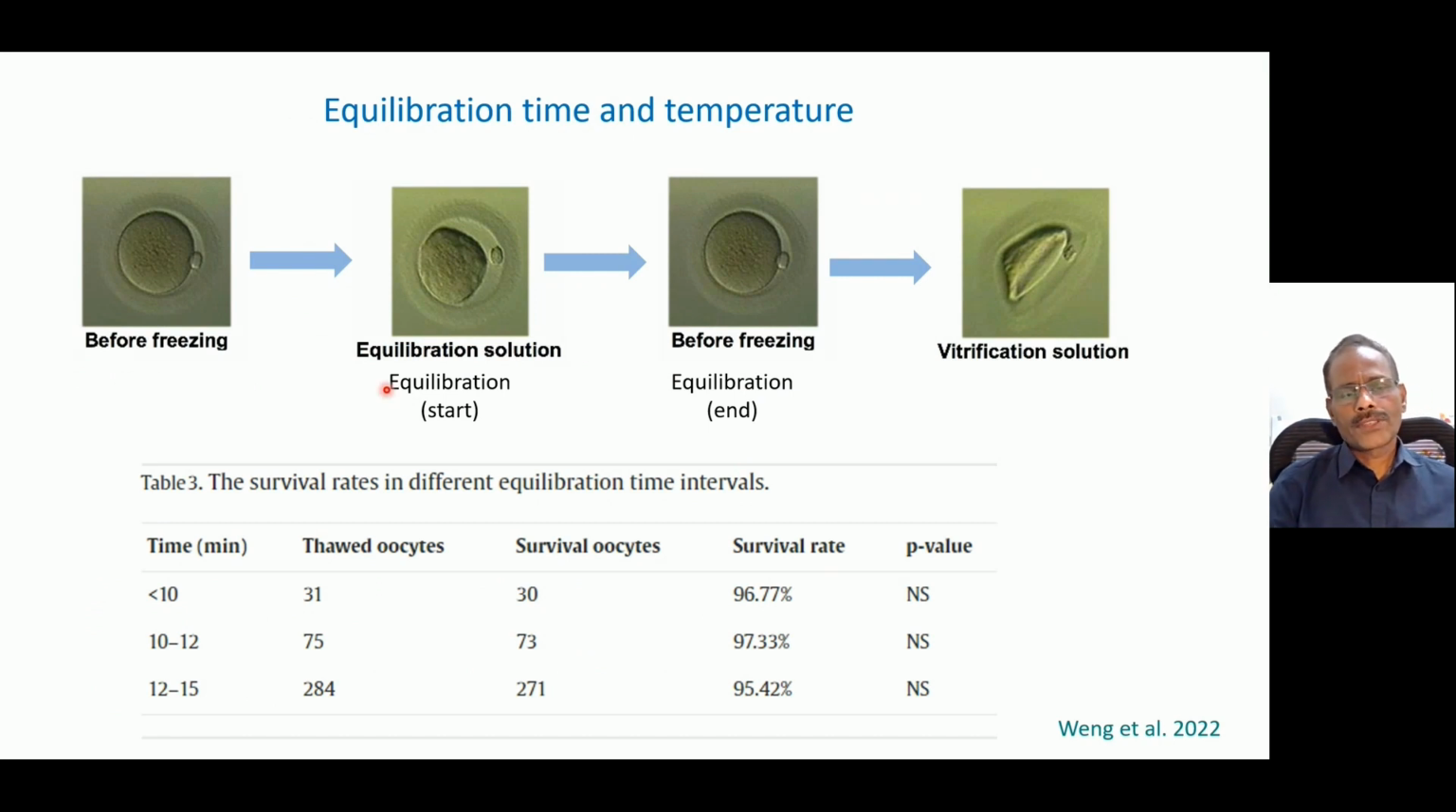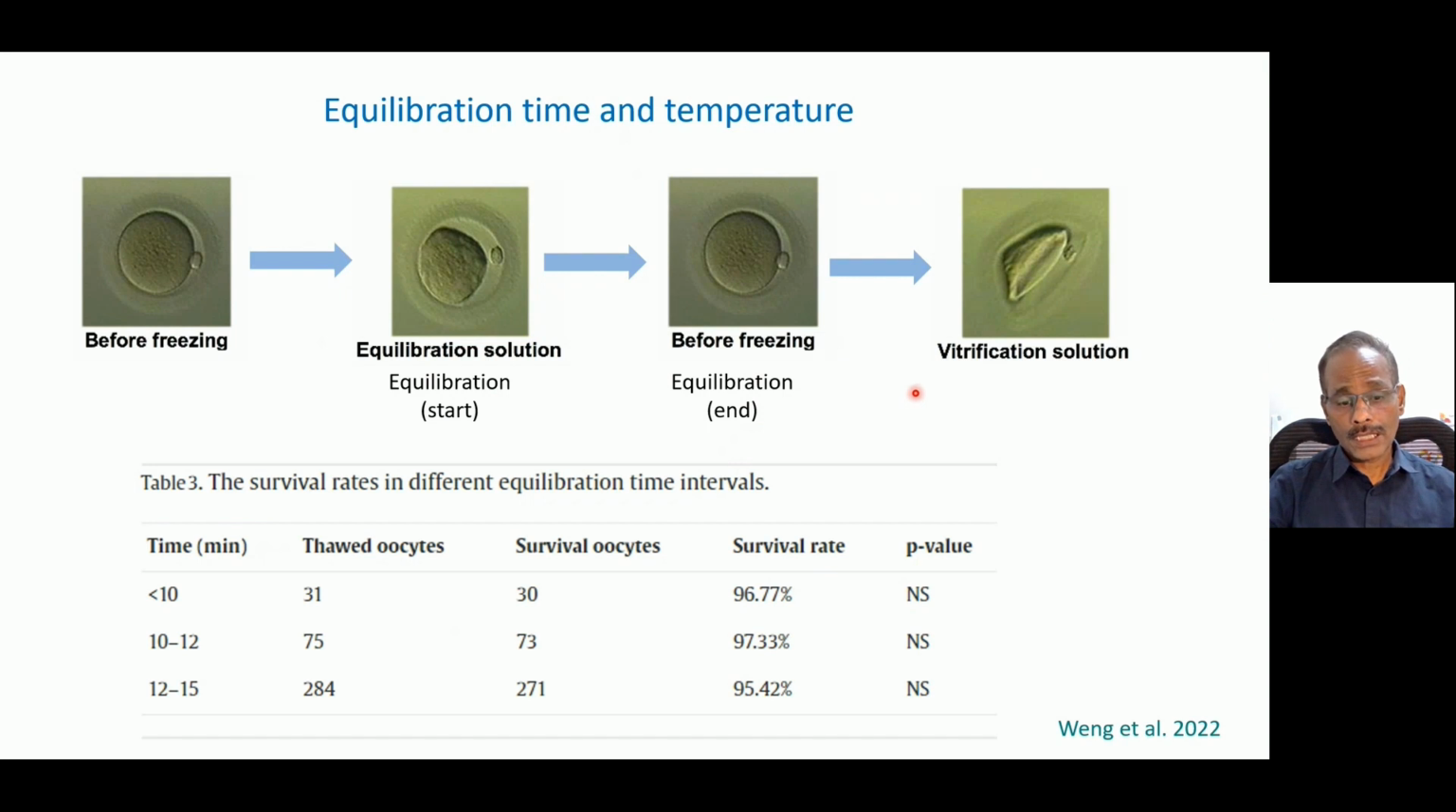Another important factor we should consider is equilibration time and temperature. As I told you earlier, equilibration is the most important step, which is very essential to eliminate the water molecules from the oocyte. And equilibration is normally attained at room temperature because the cryoprotectants are known to be toxic at high temperature. So ideally, it should be done at room temperature.